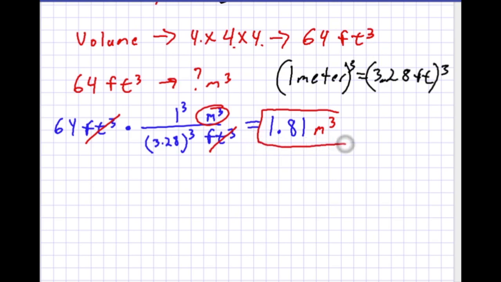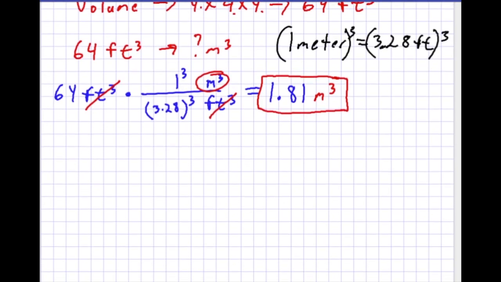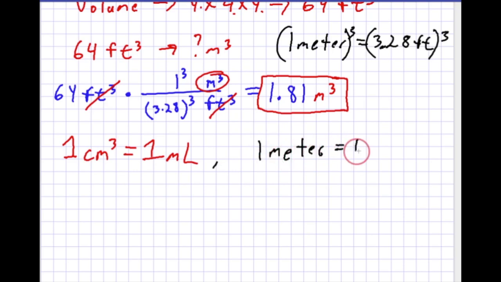Alright, now that I got the volume of my hot tub in cubic meters, I can try to figure out the gallons. A conversion that I'm going to give you guys is the following: 1 cubic centimeter is equivalent to 1 milliliter. Therefore, I need to get my cubic meters into cubic centimeters. This is another part where people make mistakes. So, how many centimeters are in a meter? Well, 1 meter is equivalent to 100 centimeters.